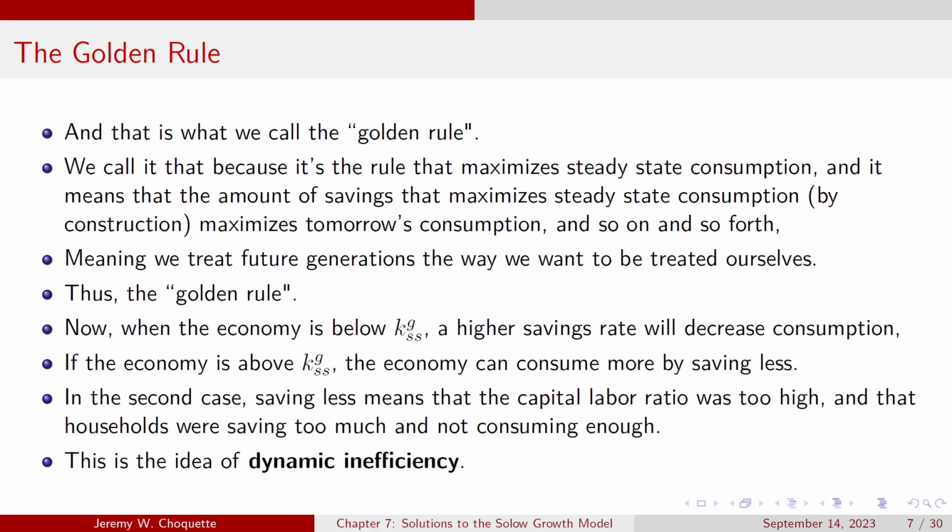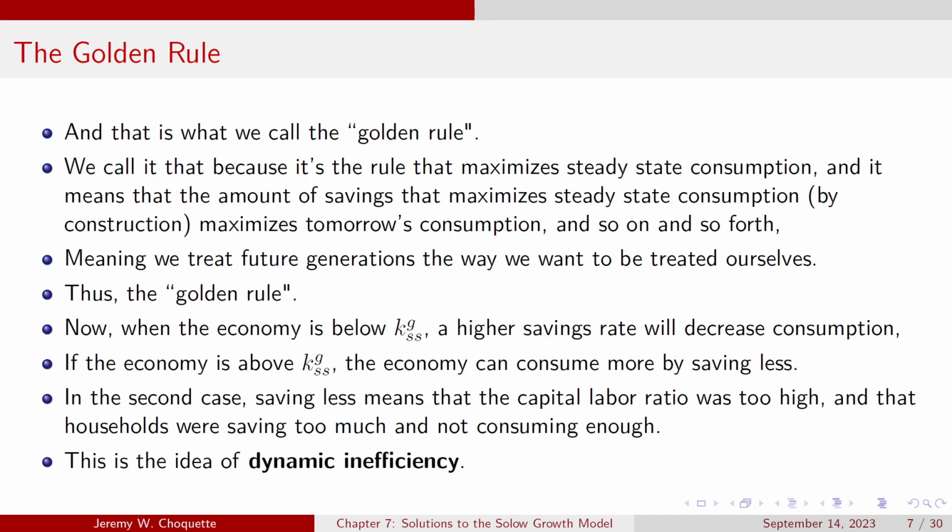Now, this is what is known as the golden rule, and we call it that because it's the rule that maximizes steady state consumption, and it means the amount of savings that maximizes steady state consumption maximizes tomorrow's consumption and the next day's, and so on and so forth, which really means we're treating future generations the way that we want to be treated ourselves, thus being called the quote-unquote golden rule.